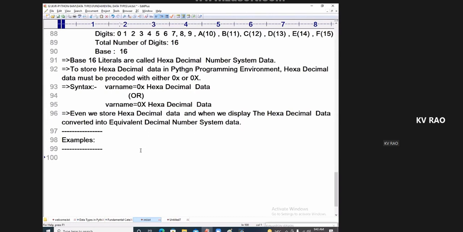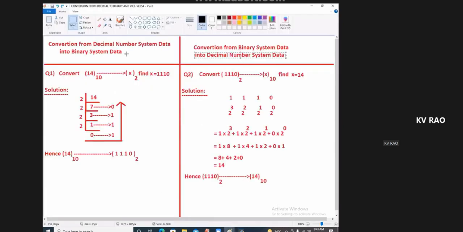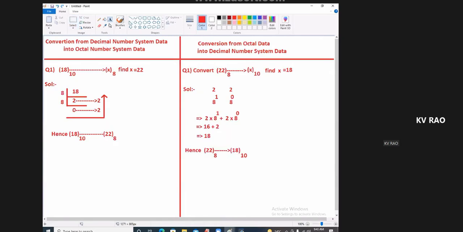Coming back to the point, I'm giving the examples. As we discussed here: decimal number system to binary, and next, binary number system to decimal. The next screen has decimal number system data to octal number system data, and the next, octal to decimal number system data. Like that we are going to convert.